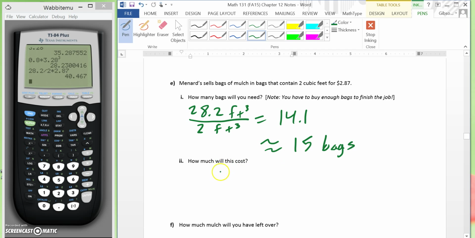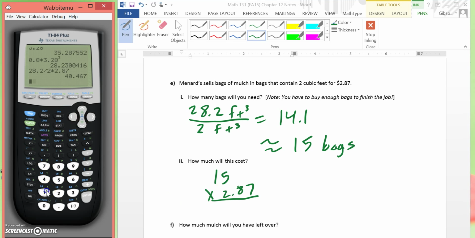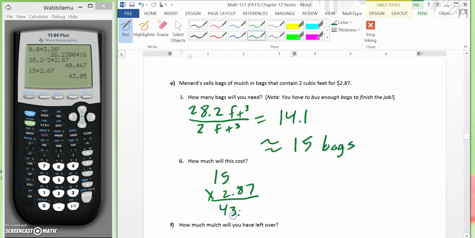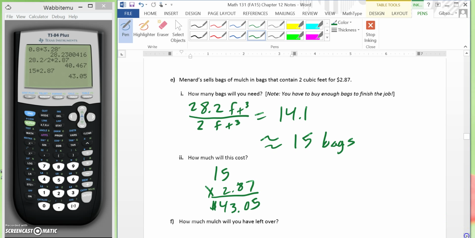Now, we would take how much it would cost. We would take 15 times $2.87. So we will multiply that, 15 times $2.87. And that will give us $43.05. That will be our final answer for how much it costs.